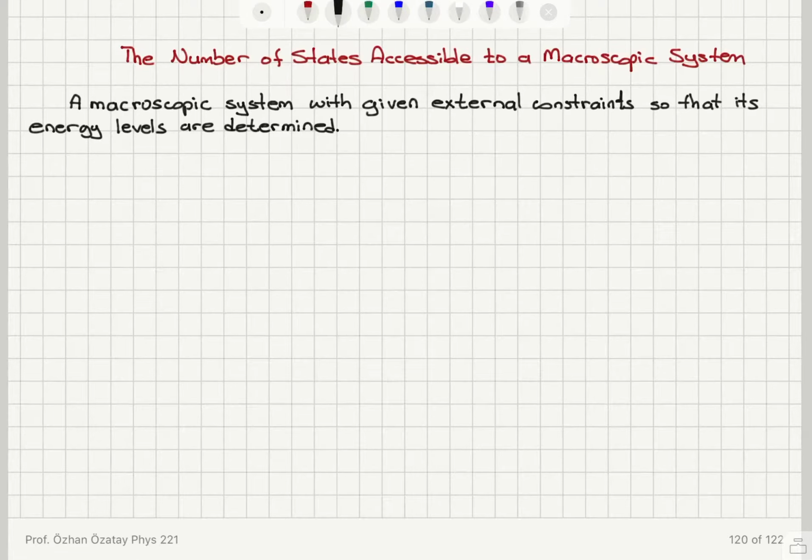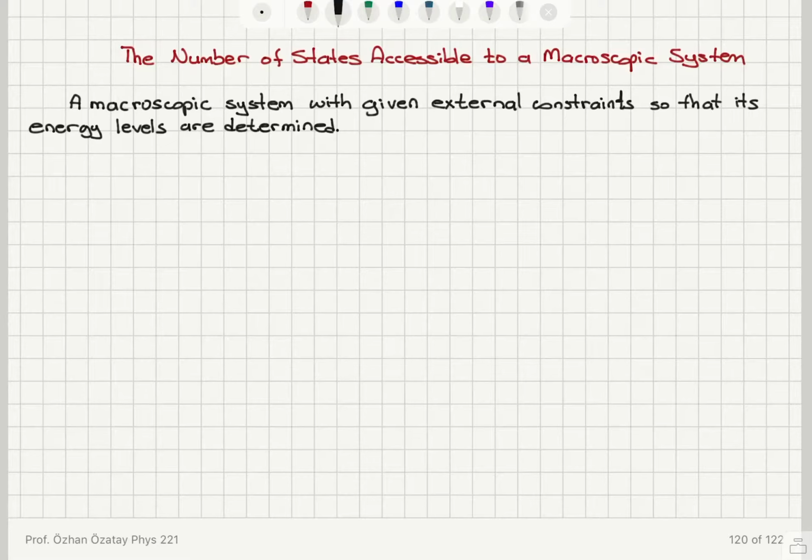So you can recall, for example, our spin system that is placed in an external magnetic field. If the system is isolated, for example, its total energy can be fixed to be, let's say, minus 2 mu 0 b, etc., where b is the external magnetic field and mu 0 is the magnetic moment per spin. So the situation is similar to that. We have any macroscopic system with external constraints, and so we know the energy levels because the energy levels, if you recall, are determined by these external constraints, like the magnetic field, for example, for the spin system.